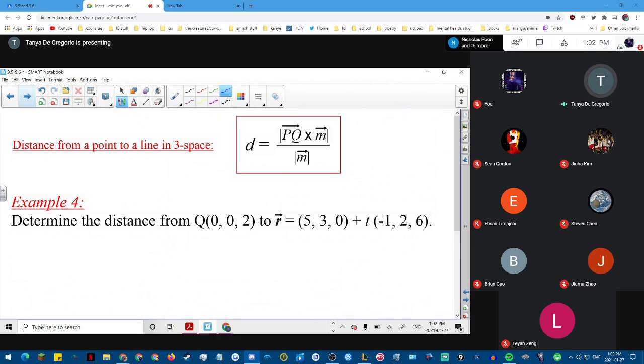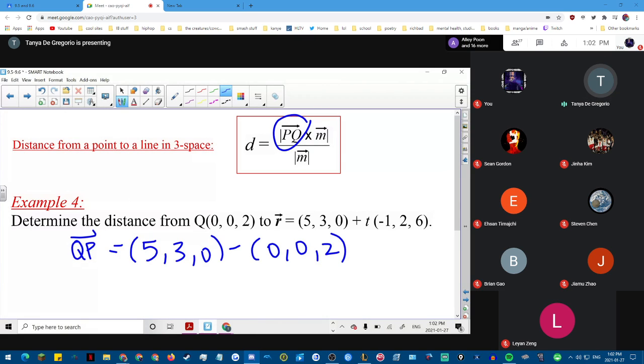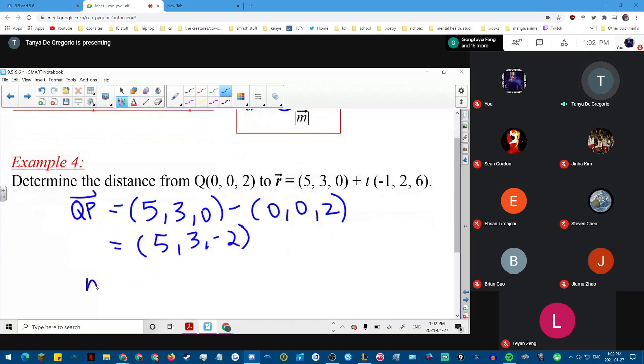Okay, so determine the distance between Q and this vector equation of a line in 3 space. So what am I going to do first? Find PQ, or QP, doesn't really matter. I'm going to do 5, 3, 0 minus 0, 0, 2. And so that's going to give me 5, 3, negative 2. Good. And then my direction vector: negative 1, 2, 6.